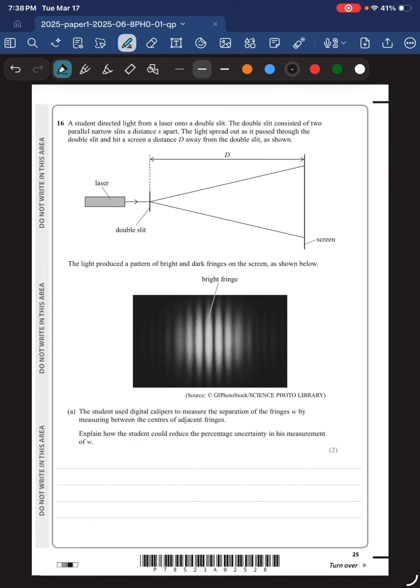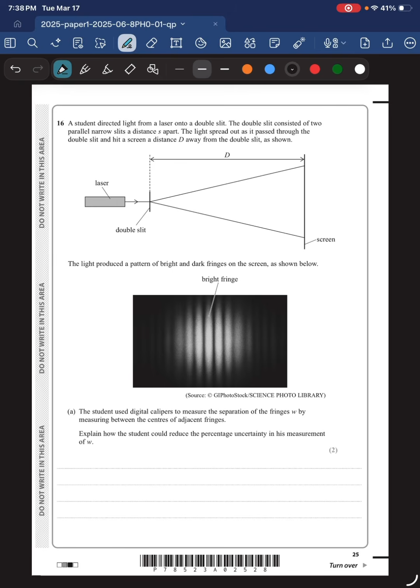So let's move on to question 16. A student directed light from a laser onto a double slit. The double slit consisted of two parallel narrow slits at distance s apart. The light spread out as it passed through the double slit and hit the screen at distance d away from the double slit as shown. The light produced a pattern of bright and dark fringes on the screen as shown below.